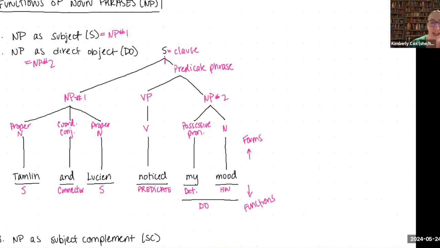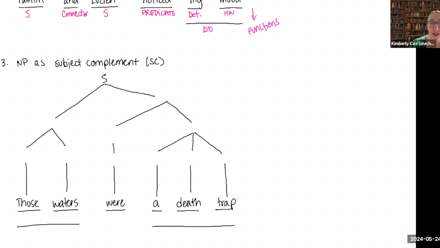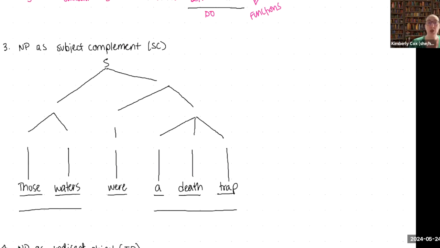We're going to take a look at how a noun phrase can function as a subject complement. So those waters were a death trap. This is the sentence we're going to be looking at. So those, we have a demonstrative pronoun, and you'll notice that I'm going to do a little bit of abbreviating. Waters is a noun, and a demonstrative pronoun plus a noun is going to give us a noun phrase. Were is going to be a verb, and that is going to form our verb phrase.